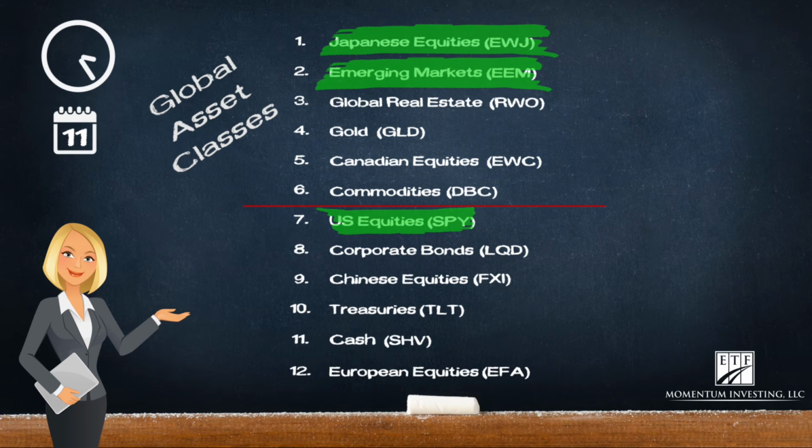US equities, SPY, is now in the 7th position, which means that its trend strength ranking is no longer in the top half of our investment universe. According to our portfolio construction rules, when an asset class that we own no longer is in the top half of our global universe, we must sell and replace that holding. As far as we are concerned, that trend has ended.